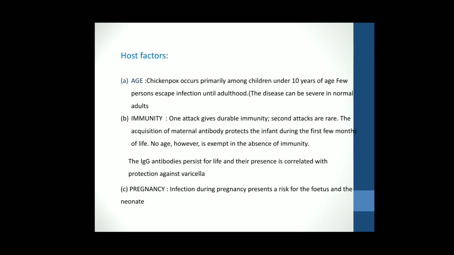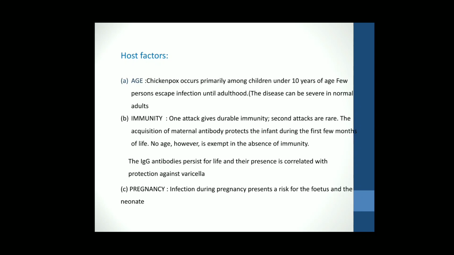Chickenpox occurs primarily among children under 10 years of age. A few persons escape infection until adulthood. Immunity: one attack gives us durable immunity, and second attacks are rare. So if you are infected with chickenpox during your childhood or lifetime, once you get it, there are fewer chances of getting chickenpox again.